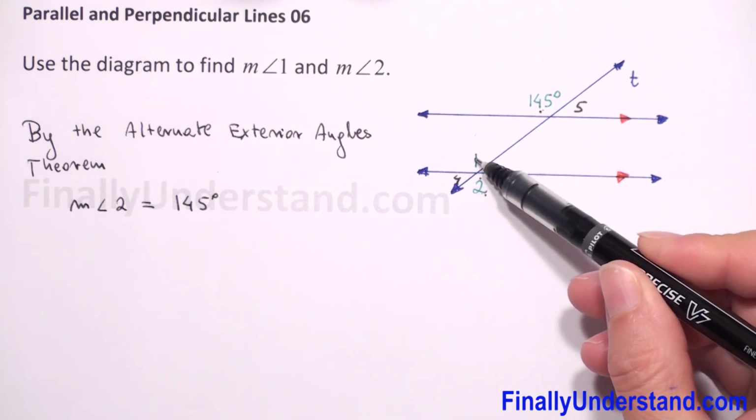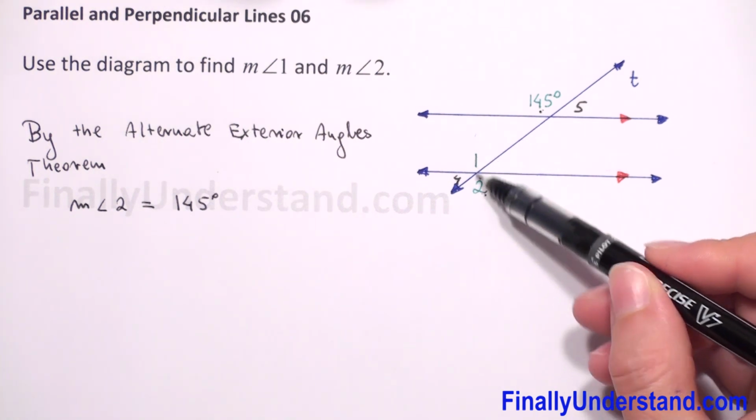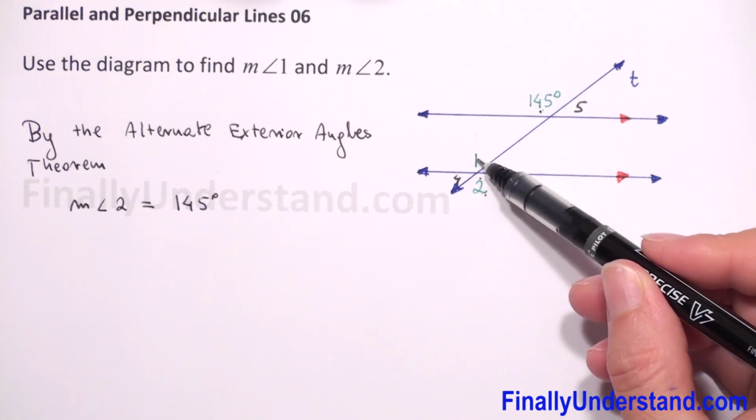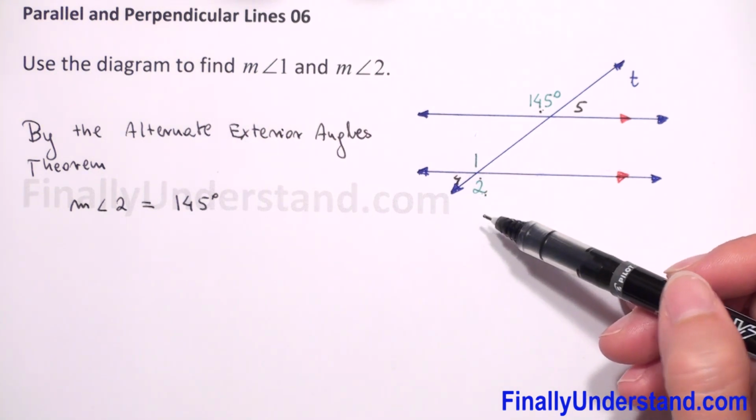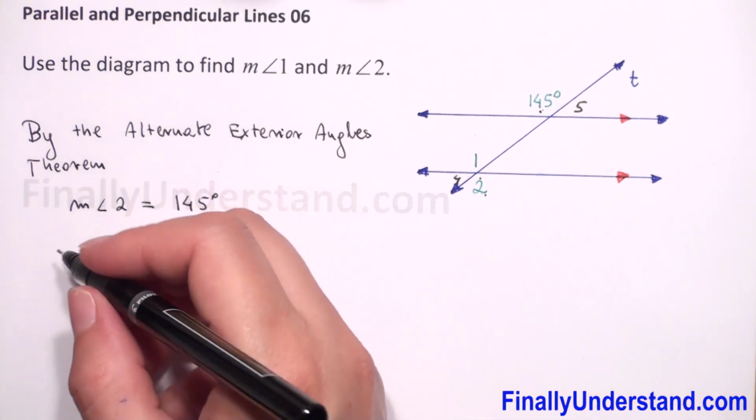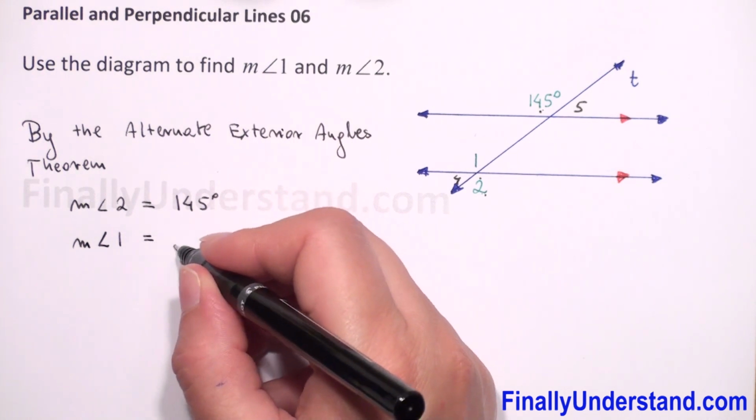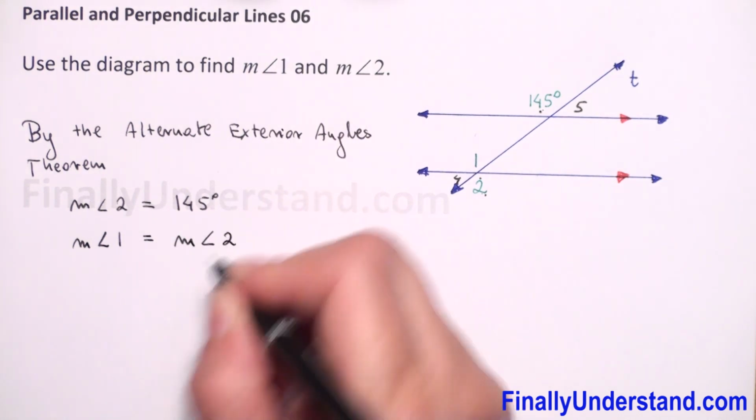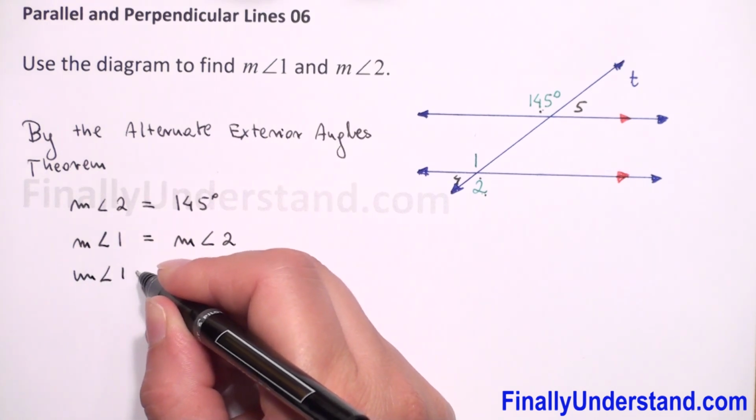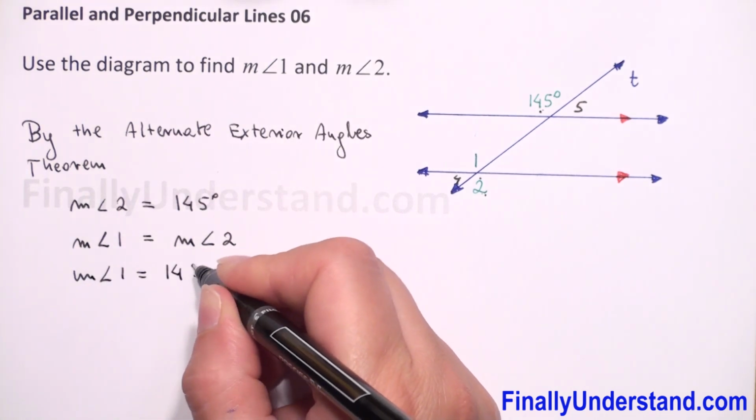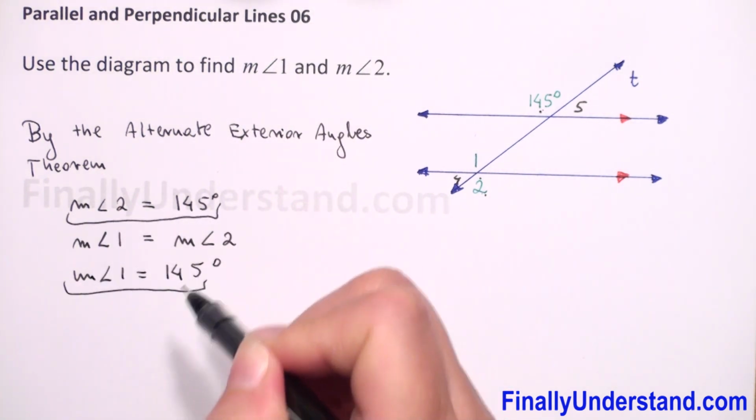We have here vertical angles. Angle 1 and 2 are vertical angles. And we know that vertical angles are congruent. So the measure of angle 1 is equal to the measure of angle 2. So we have the measure of angle 1 is equal to 145 degrees. This is my solution.